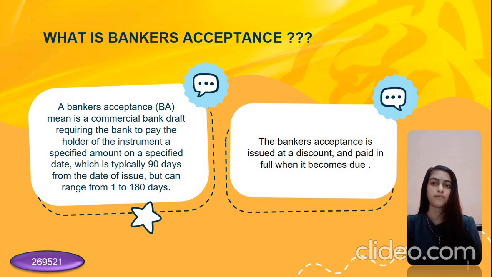Moreover, the difference between the value at maturity and the value when issued is the interest. If the banker's acceptance is presented for payment before the due date, then the amount paid is less by the amount of interest that would have been earned if held to maturity.